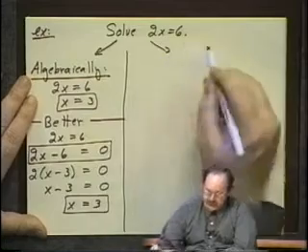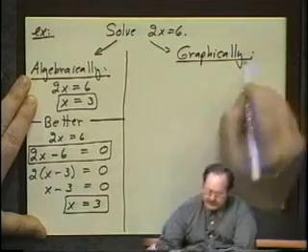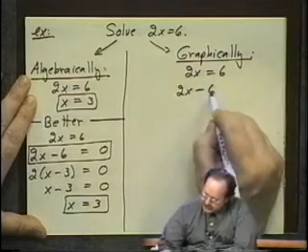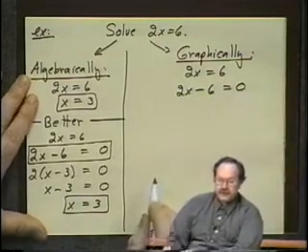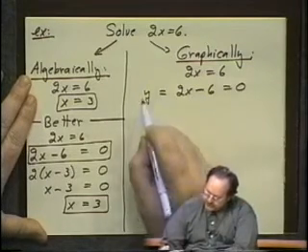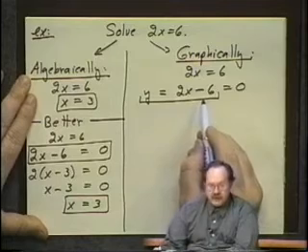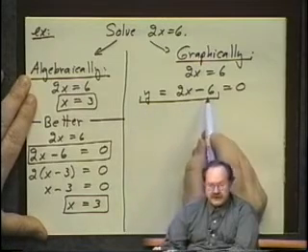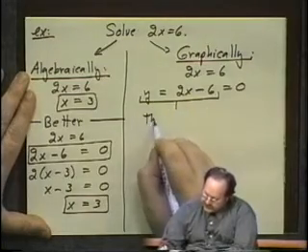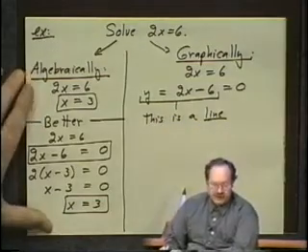So let's see what happens when we look at this graphically. Again, I'll write down 2x equals 6, and again I will push the 6 to the left, so I have 2x minus 6 equals 0. Except now I'm going to label the left-hand side. I'm going to go ahead and call it y. So this becomes an equation, but it's also a function. We can think of it as y equals 2x minus 6. This is an f of x, if you like. But we've seen these before. This is a line. It's the equation of a line, which we talked about earlier.